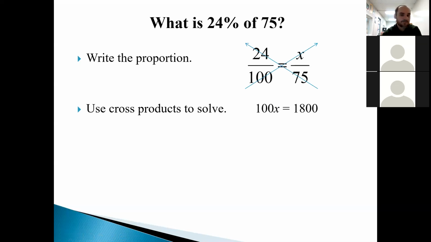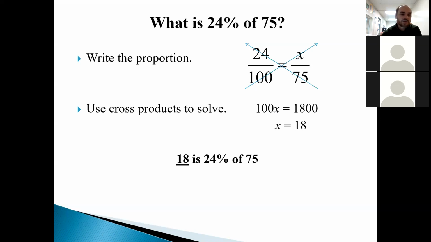Simplify. How do we simplify it? Divide. Divide by what, Tristan? 100. Yep, we're going to divide both sides by 100. 1800 over 100, and when we do that, we get x equals 18. So 18 is 24% of 75.